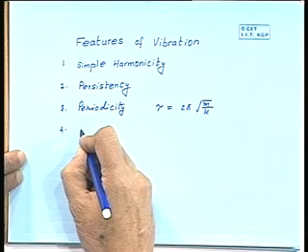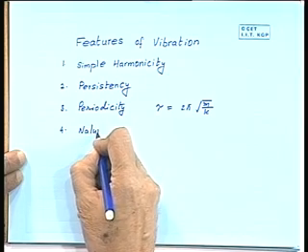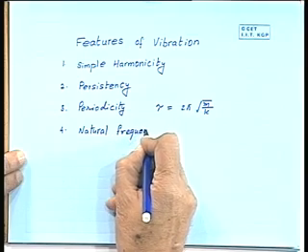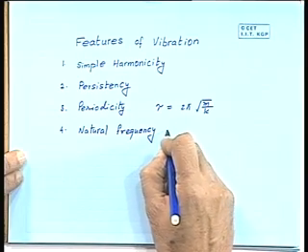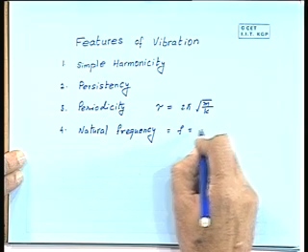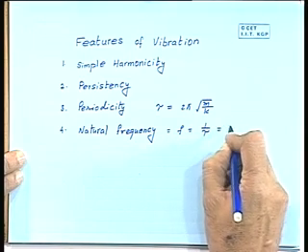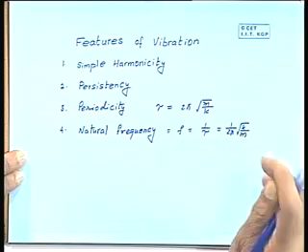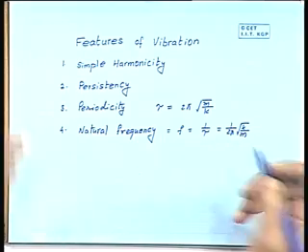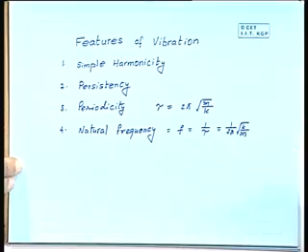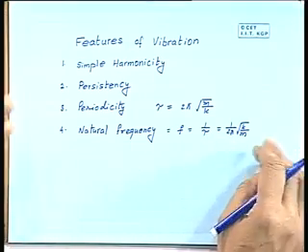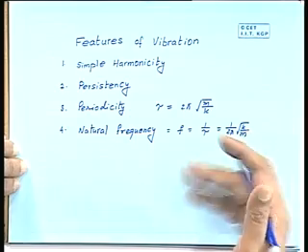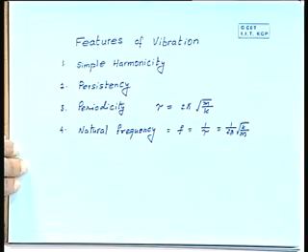And the fourth feature is the natural frequency, which is given by frequency f is equal to 1 by tau, which is 1 by 2 pi root over k by m. Taking the proper units, this will give you the frequency either in cycles per second, which is hertz, or you may convert it to cycles per minute, or if you want circular frequency, then p is equal to root over k by m radians per second.